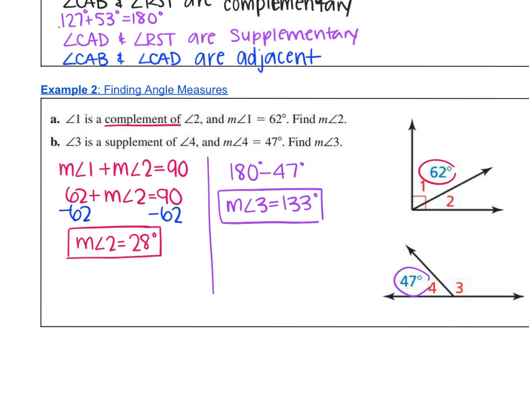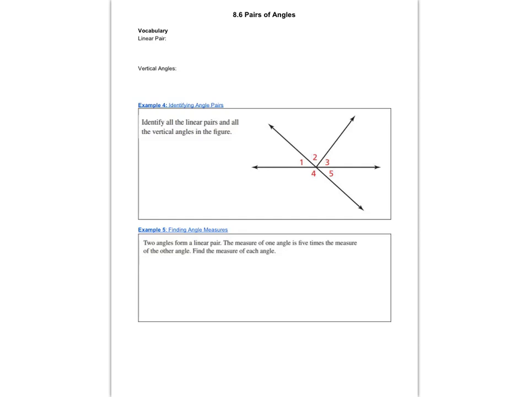So again, we're using the angle addition postulate, which basically says we can add two parts of angles. We're also using our vocab words from this section: complementary, supplementary, and adjacent. Two more pairs of angles that we have. Let's take a look at our next two pairs of angles. We have linear pairs and vertical angles.